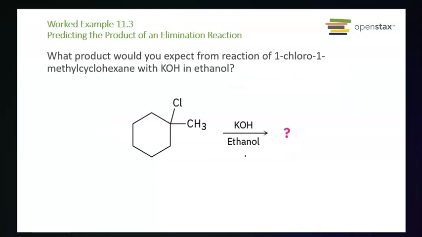So, for example, if you are asked to predict the product of this reaction, you have to keep in mind Zaitsev's rule. This is a strong base. Here is your elimination, the leaving group, chloride. And then the hydrogen that is removed, we call it the beta hydrogen. Okay?